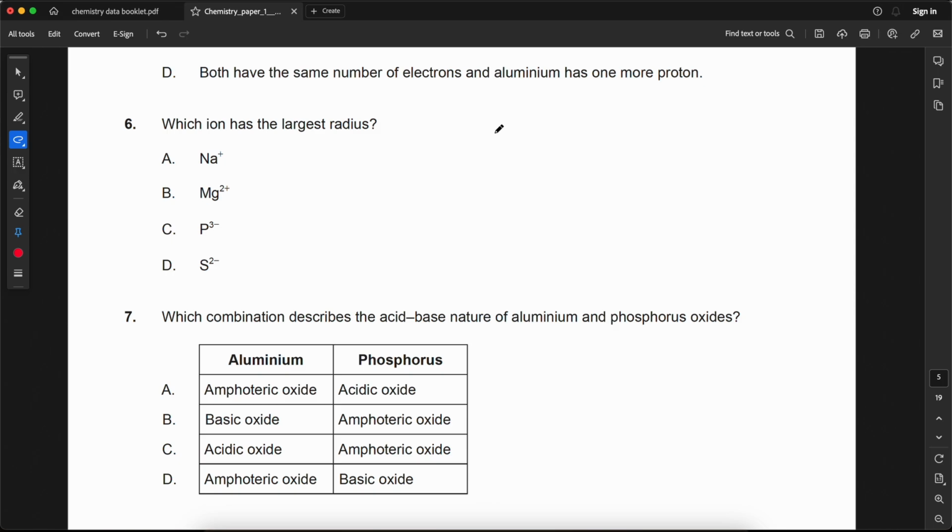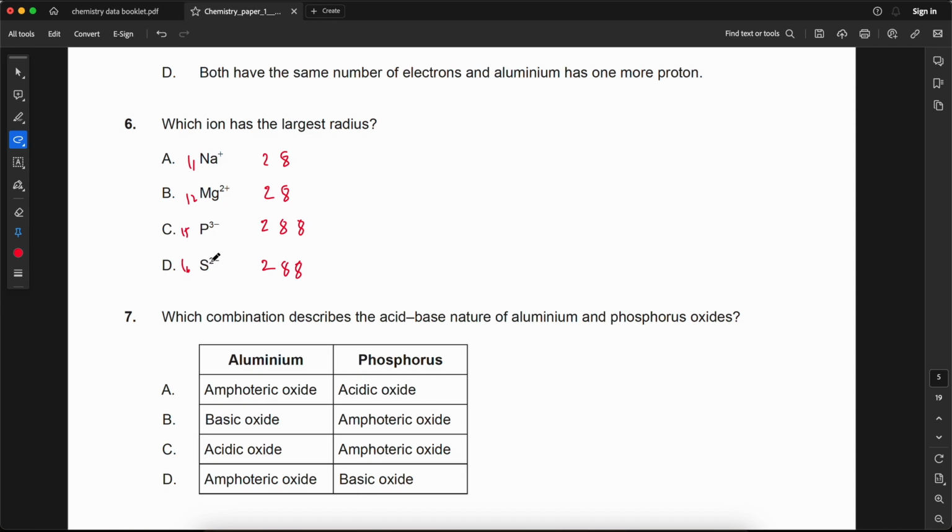Which ion has the largest radius? Here is 2, 8. Here is 2, 8, because it loses 2 electrons. Here 11, 12, and this one 15, and this one 16. So this will be 2, 8, 8 because of 3 minus, so it adds 3 more electrons. Here will be 2, 8, 8 as well because it adds 2 more electrons.